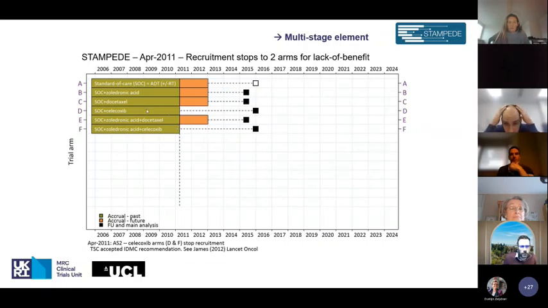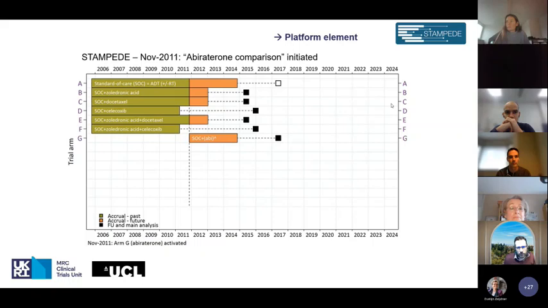So you can see that 2 of the arms, D and E here, stop recruitment early in the other arms, and the primary analysis for these gets pushed out back in time behind the other ones. So you see the multi-stage element, and you see the platform element really kicking in later on that same year when the first added arm came in, a test of another drug that was looking like it might be very interesting for this group of men with prostate cancer.